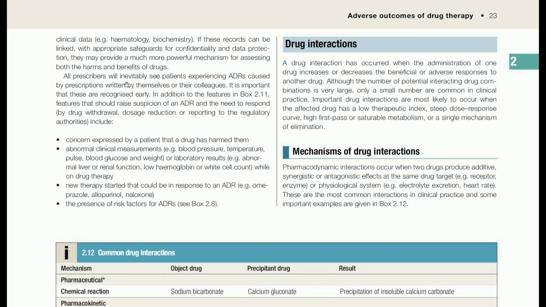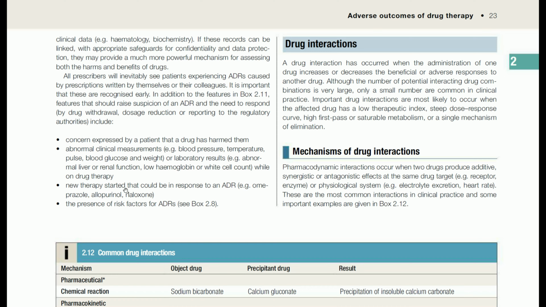All prescribers will inevitably see patients experiencing ADRs caused by prescriptions written by themselves or their colleagues. It is important that these are recognized early. In addition to the features in Box 2.11, features that should raise suspicion of an ADR and the need to respond by drug withdrawal, dose reduction, or reporting to the regulatory authorities include concern expressed by a patient that a drug has harmed them, abnormal clinical measurements, for example blood pressure, temperature, pulse, blood glucose and weight, or laboratory results, for example abnormal liver or renal function, low hemoglobin or white cell count while on drug therapy.